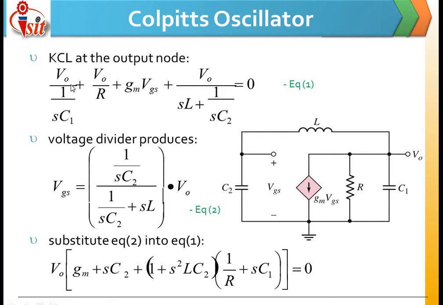By using that here, that denominator is SC1, and like this the dividing factor along with that VGS terminology is replaced over here. What we get by substituting equation number 2 in equation number 1, just see here: output voltage into bracket GM plus SC2 plus 1 plus S square LC2 divided by R plus SC1 is equal to 0.